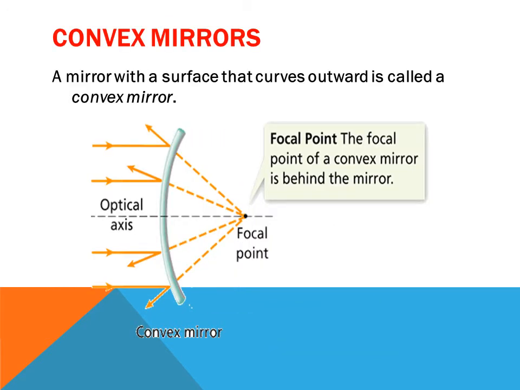Convex mirror. A mirror with a surface that curves outward is called a convex mirror. Here you can see in this diagram a convex mirror which has the focal point behind the mirror. So in the case of a convex mirror, its focal point is behind the mirror, but in the case of a concave mirror, its focal point is in front of the mirror.